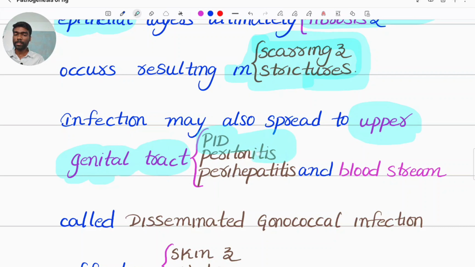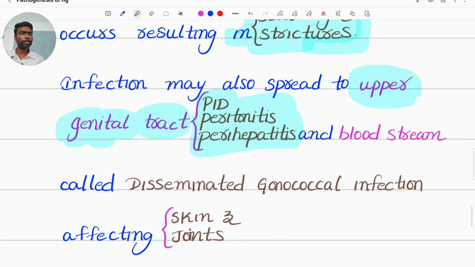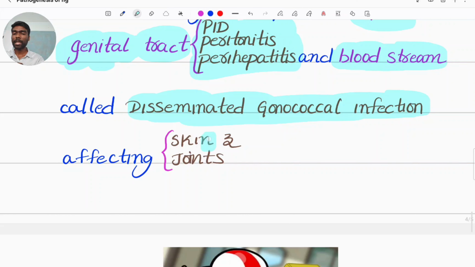Pelvic inflammatory disease, peritonitis, perihepatitis, Fitz-Hugh-Curtis syndrome. Here the parenchyma of the liver will be normal, but the capsule of the liver, called Glisson's capsule, will be inflamed and get adhesions with the peritoneal layer of the peritoneum. Infection may also spread into the bloodstream. This is disseminated gonococcal infection affecting skin and joints, also known as dermatitis-arthritis syndrome.